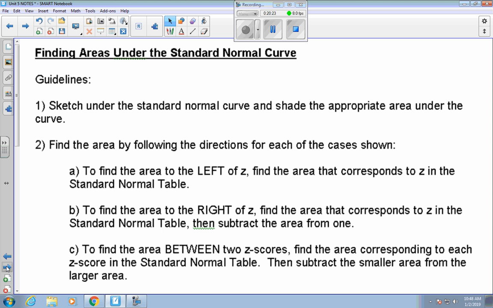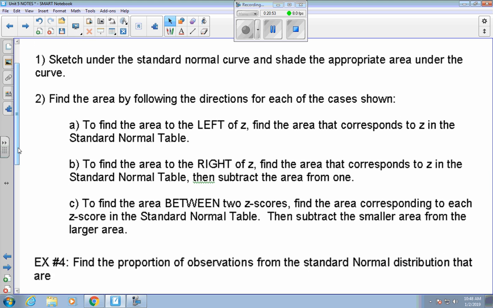Finding area under the standard curve. Guidelines. So this is kind of what we already did. Sketch the area under the normal curve and shade the appropriate area under the curve. Some of you get this quicker than others. It's fine. No big deal. Some of you will have to sketch this every single time. That's okay. It's not a problem. When you sketch it, you will usually arrive at the correct answer. To find the area, this is what can happen.